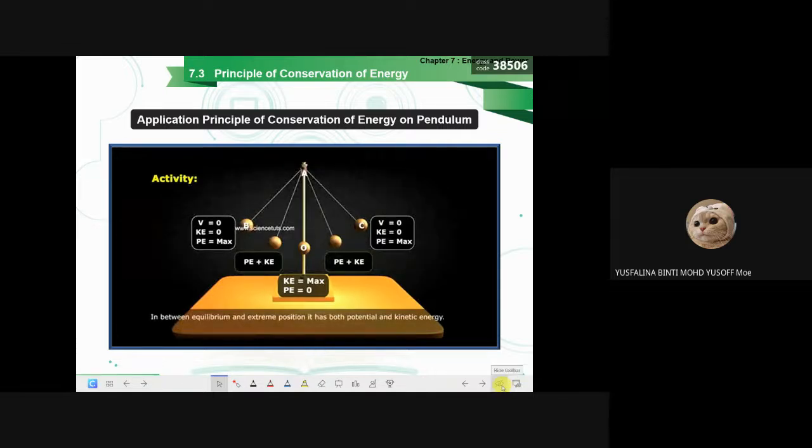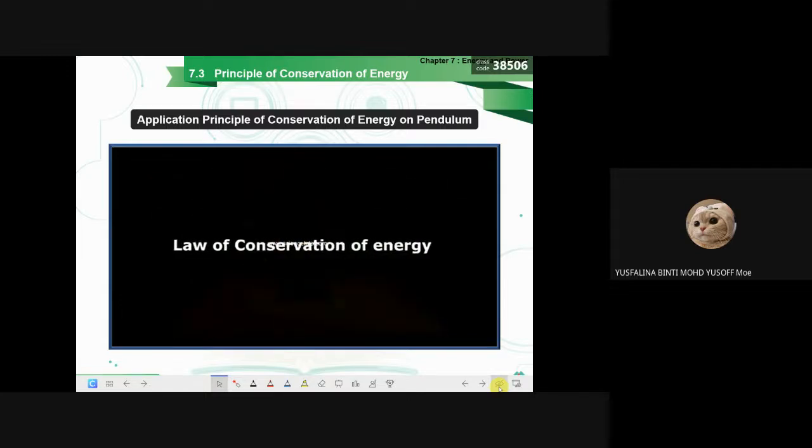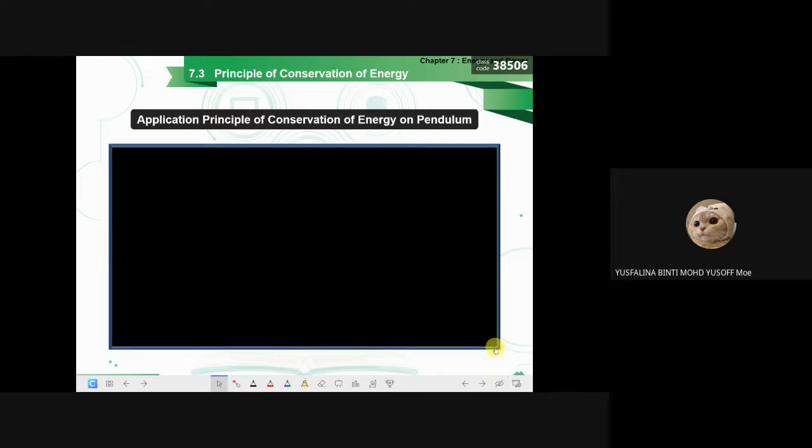In between equilibrium and extreme position, it has both potential and kinetic energy. At any point in the oscillation other than the equilibrium and extreme positions, the total energy is the sum of Pe and Ke, and the sum of Pe and Ke always remains constant. Thus, from the above experiment, we can find the energy is transformed from potential energy to kinetic energy and from kinetic energy to potential energy, but it is neither created nor destroyed. This is called the law of conservation of energy. So they take the oscillation system as an example to show that the energy is being conserved, right?